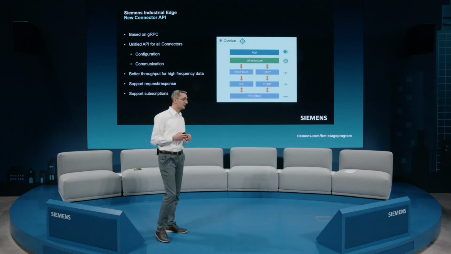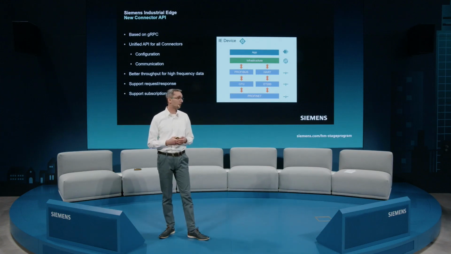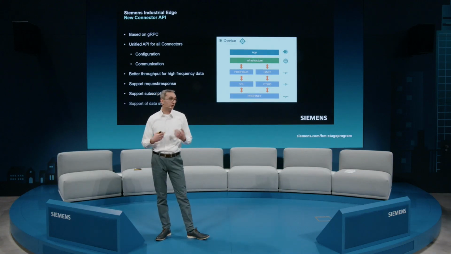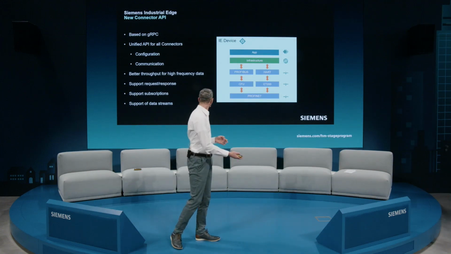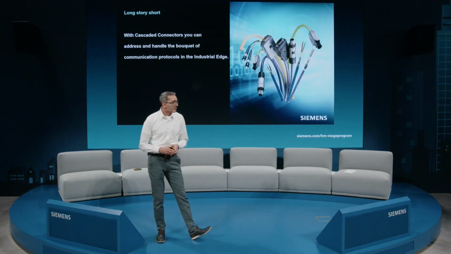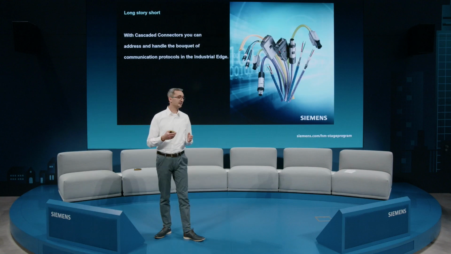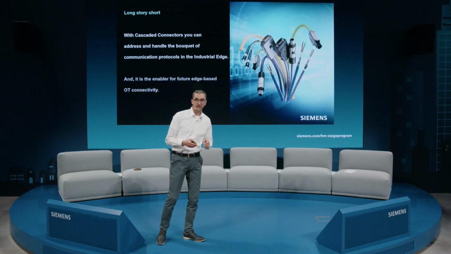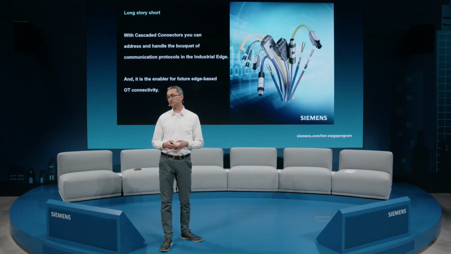As you can see, this topic is very complex, and I could even talk about this for hours. But unfortunately, I have to come to the end of my presentation. So to summarize, with the approach of cascaded connectors, you can address and handle the complexity of the bouquet of communication protocols in the process automation on the industrial edge. And it's the enabler for future edge-based OT connectivity.